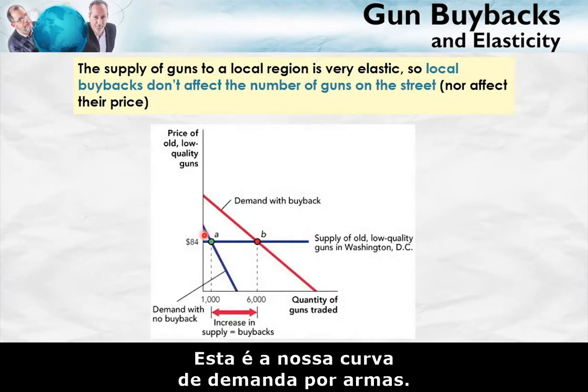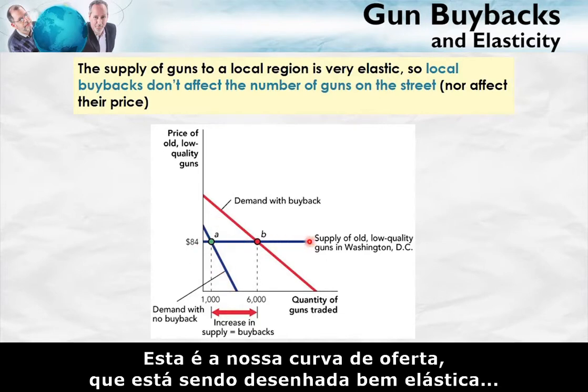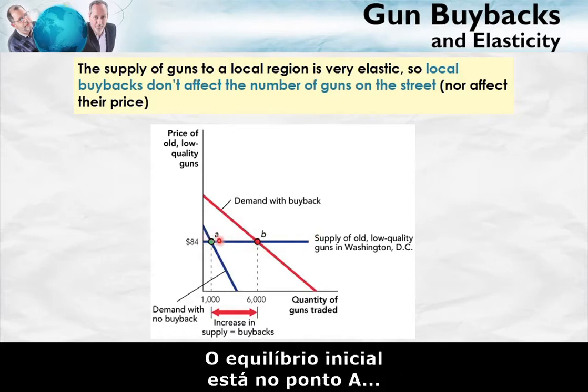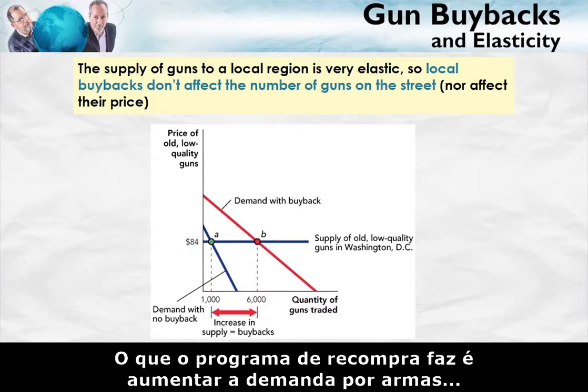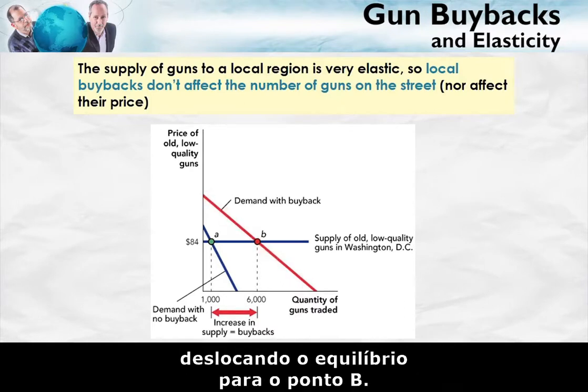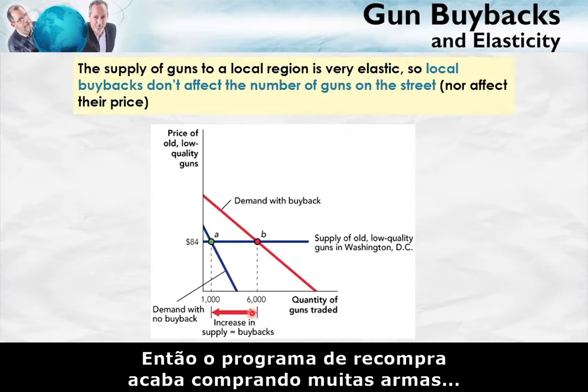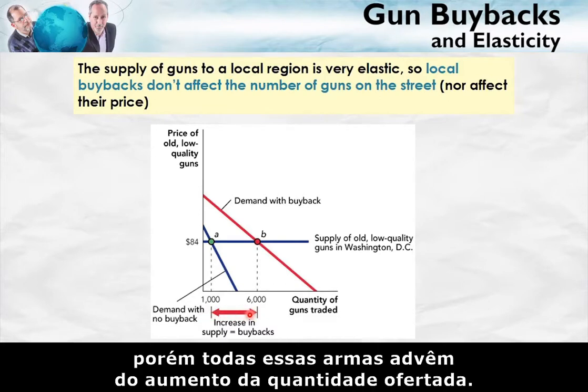Here is our demand curve for guns. Here's our supply curve, which is drawn very elastic because it's a local market. The initial equilibrium is at point A at a certain price of guns and a certain quantity of guns traded each period. What the buyback does is it increases the demand for guns, shifting the equilibrium to point B. So the buyback ends up buying a lot of guns, but all of the guns they end up buying come from the increase in the quantity supplied.